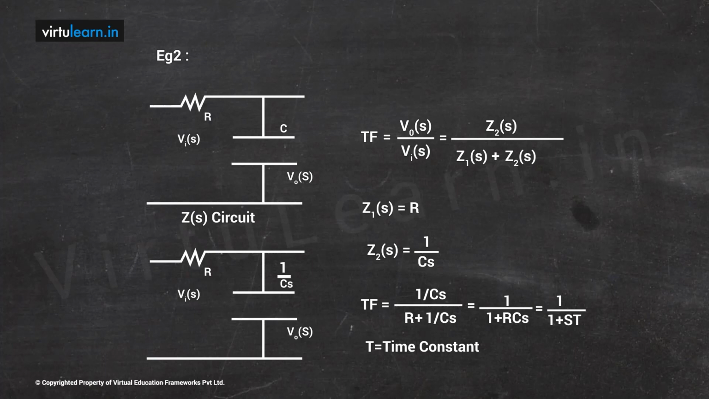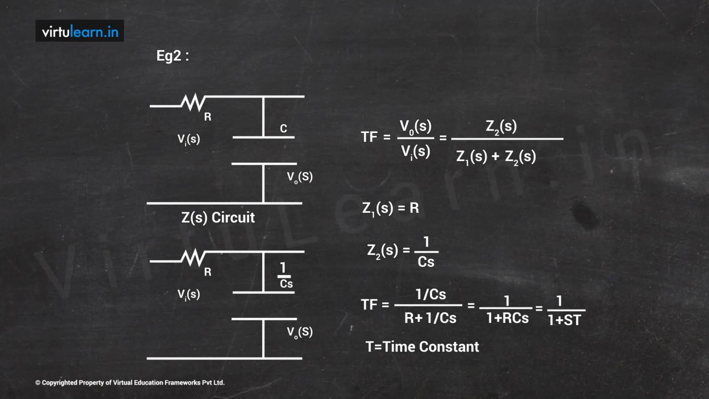Now V0 of s by Vi of s, you can write again as Z2 by Z1 plus Z2, where Z2 is your resistance R, and Z1 is 1 by Cs plus R. If you find the transfer function, you will get RCS by 1 plus RCS. Again, the denominator is 1 plus ST only. So when you observe these two transfer functions, the first case is 1 by 1 plus RCS, the second case is RCS by 1 plus RCS.